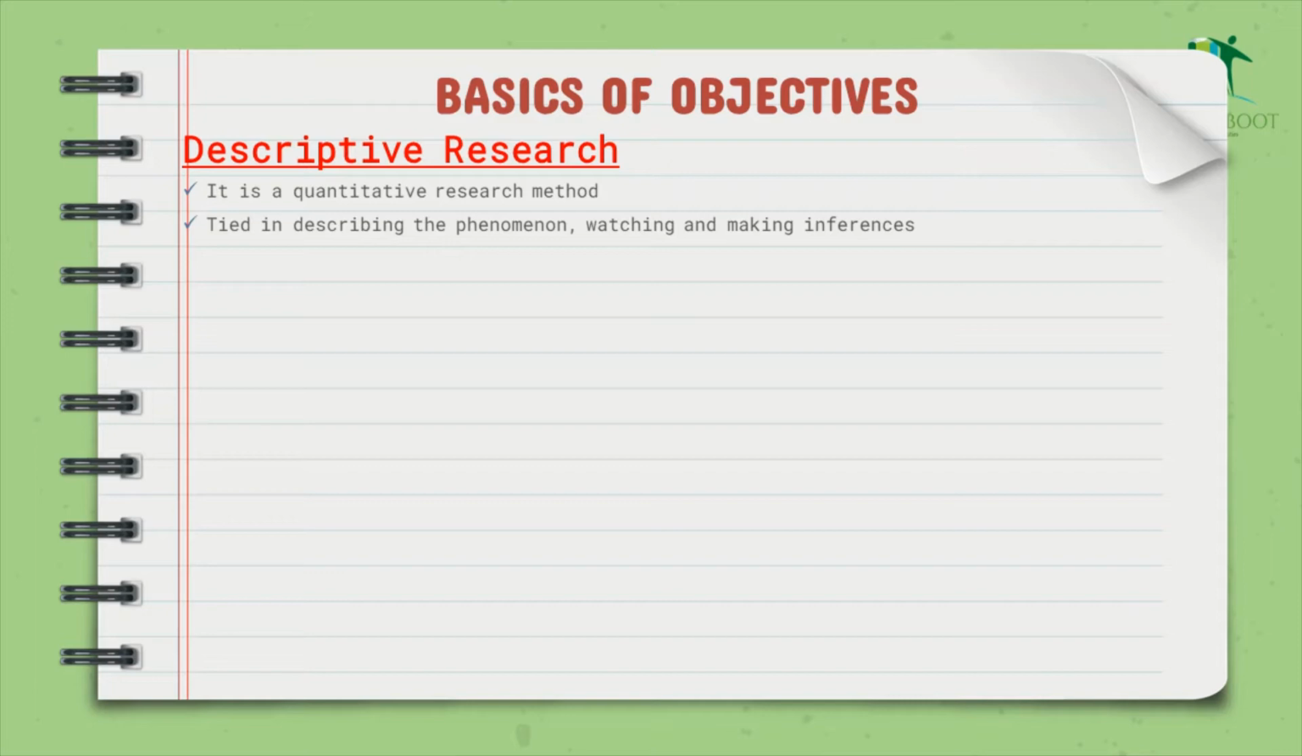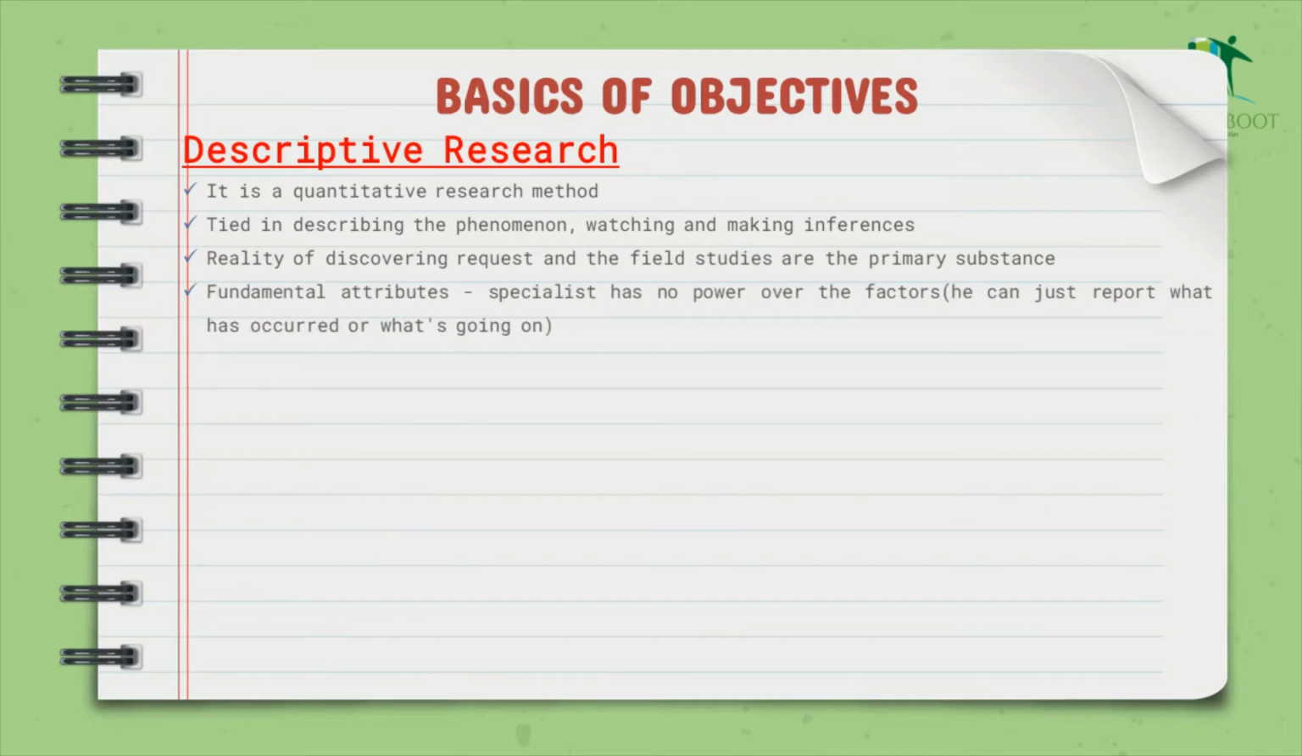It is tied to describing the phenomena, watching and making inferences. So what is meant by tied? In basic words, it always ends up merging with the reality of discovering the request and the field study as a primary substance. Next, the fundamental attributes of descriptive research are specialized and equal.